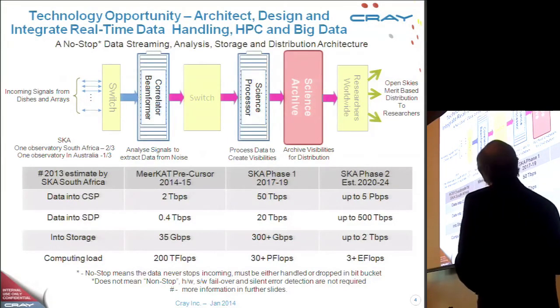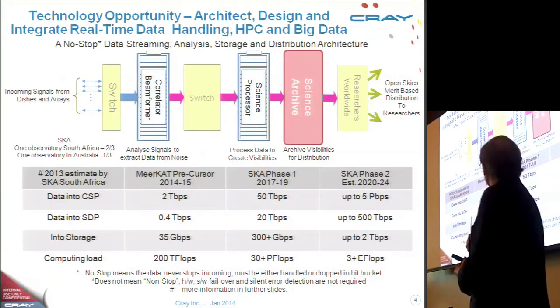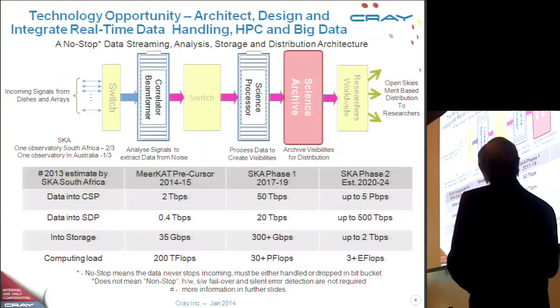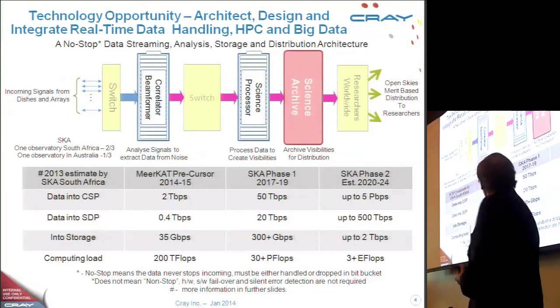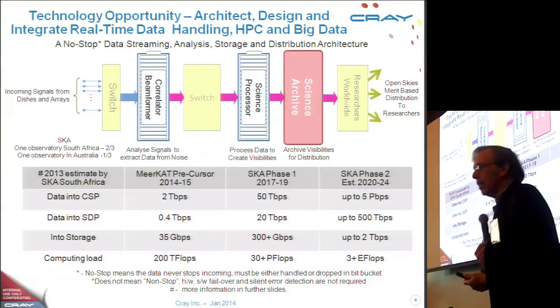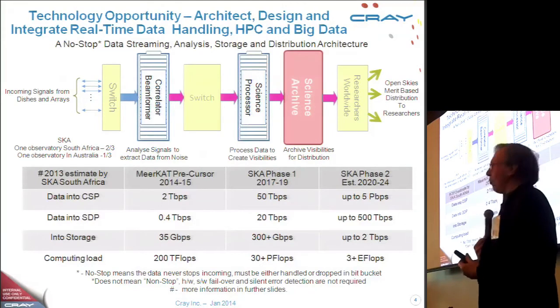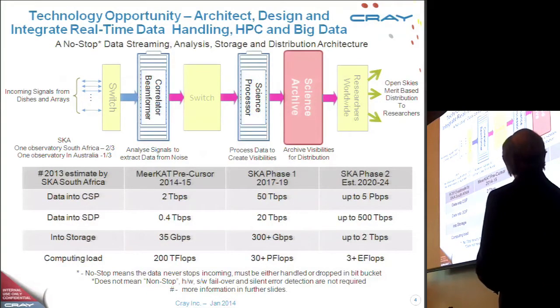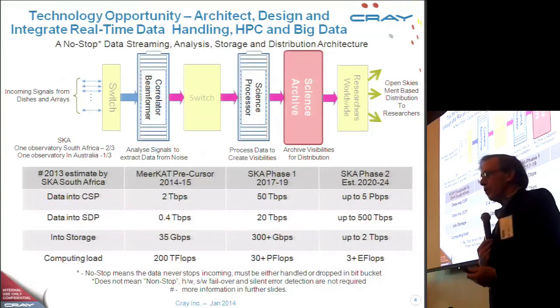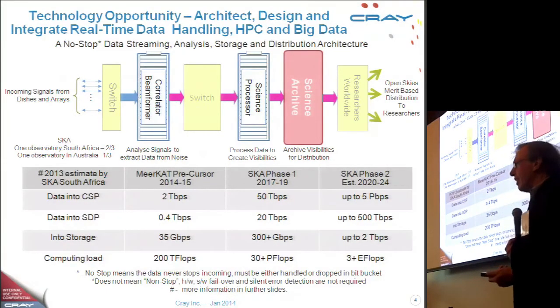The data out of the correlator about 20 terabits a second, right? Into storage at something around 300 gigabits a second, right? And the computing load at least 30 petaFLOPS, which is not a large computing load actually today. 300 gigabits. Yes. Yeah. But maybe not for data that's moving. It's relatively static as it is in other.